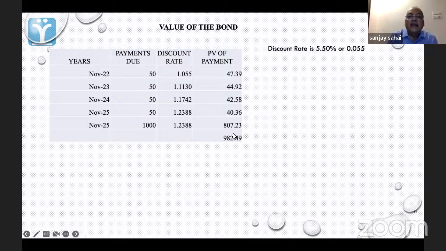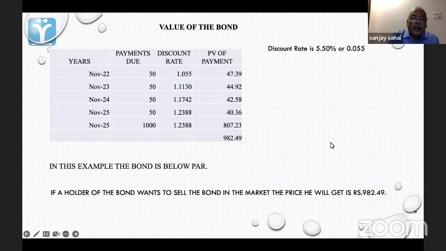अगर ये सब को हम ऐड कर देते हैं, what am I getting? I am getting 982.49. This means कि this bond, if I buy it for 982.49, then effectively मेरा जो return मिलेगा इस bond से per year, it is going to be 5.5%. अब क्या हो गया कि if I buy 1,000 rupee bond, I will get a return of 5.5%. If I buy a 982 rupee bond, there also I will end up with the same return because that same 50 rupees will be paid.